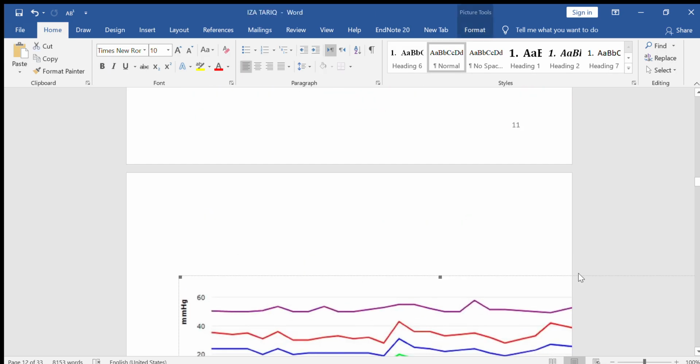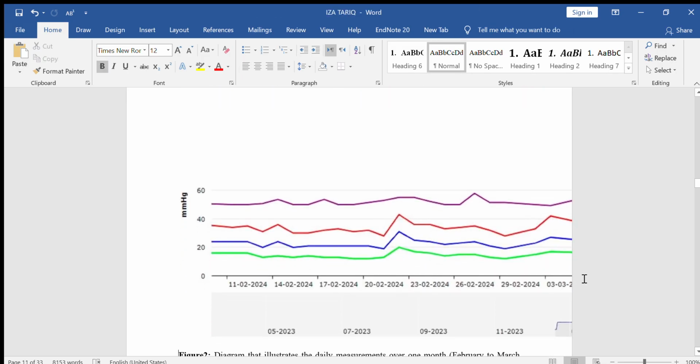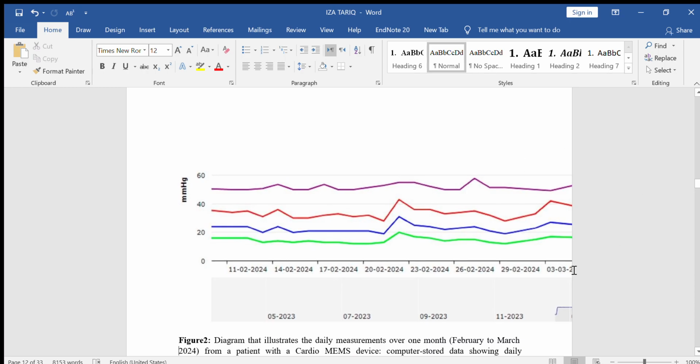This is graphical data of a patient from February to March with the CardioMEMS device. The computer stores data daily, represented by four lines: green, blue, red, and purple.